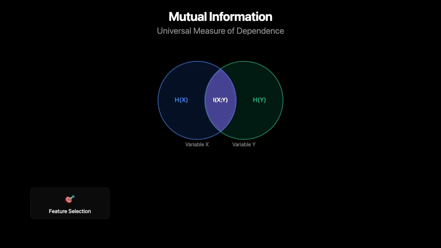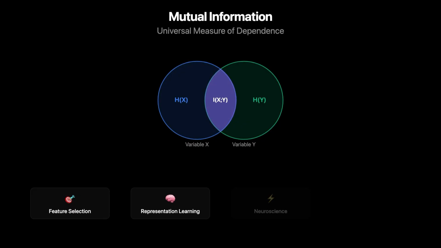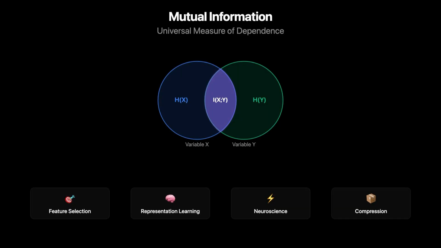In feature selection, it identifies which inputs genuinely affect the output. In representation learning, it measures whether embeddings preserve meaningful structure. In neuroscience, it quantifies how much information a neural response carries about a stimulus. In compression, it determines the theoretical limit of lossless data compression. Mutual information teaches us to think about relationships not as coincidence or similarity, but as shared predictability. The more one variable reduces uncertainty about another, the more information they share.